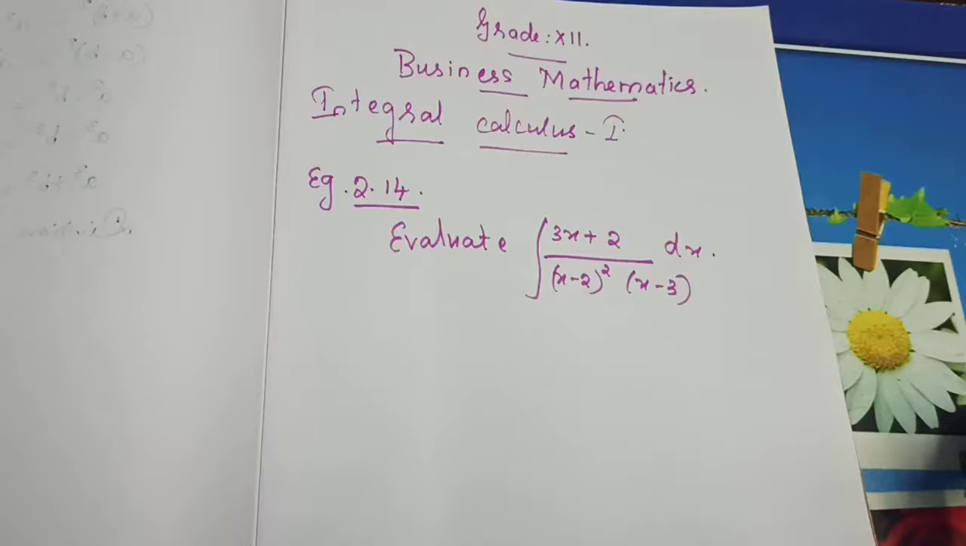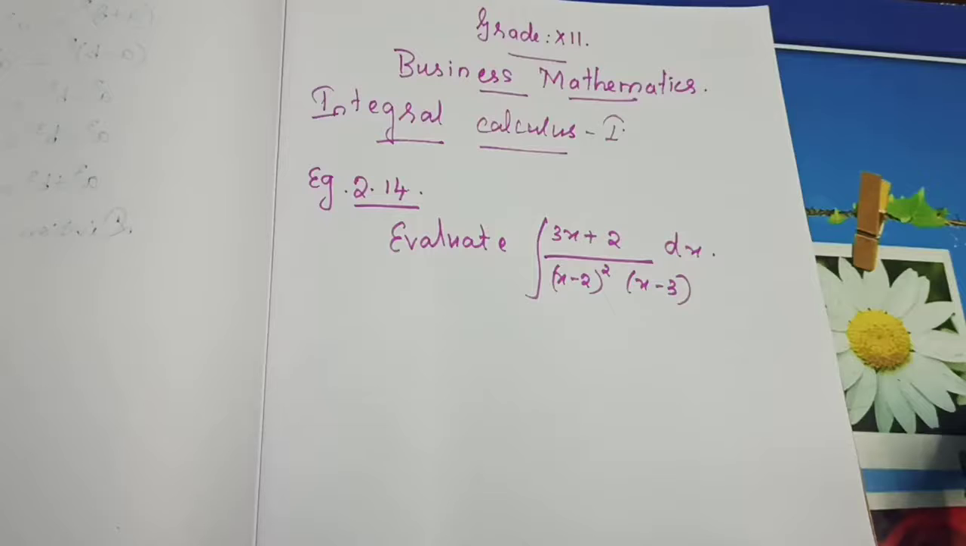Now, see this question. Evaluate the integral of 3x plus 2 divided by (x minus 2) the whole square into (x minus 3) dx. Here, see the denominator: (x minus 2) the whole square, and (x minus 3). How many factors are there? When splitting, I explained everything last year, so I am not going to explain that at all. We are just going to start. This is type 2.